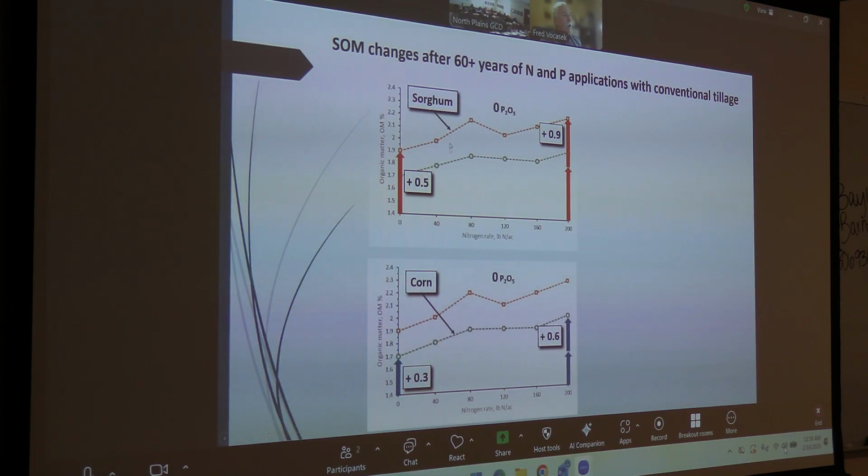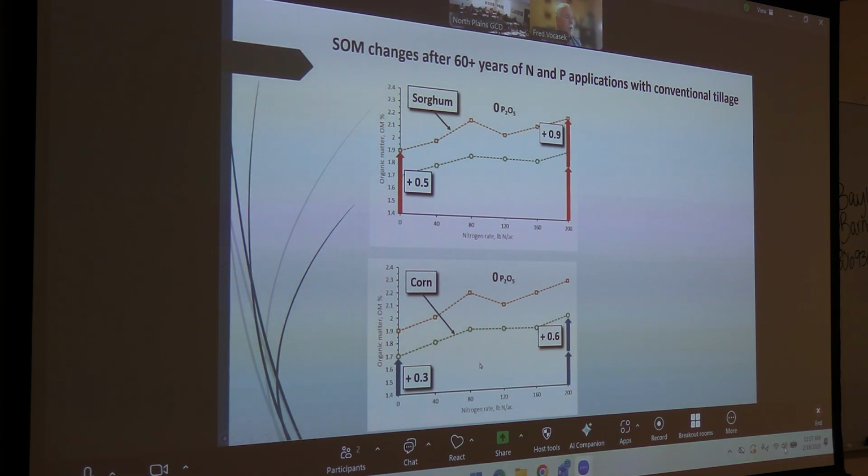So as we look, the top brown line is sorghum, the green line is corn, the organic matter in those plots. They measured them in, this is in 2020. So with sorghum, without any fertilizer, organic matter increased by 0.5%. When we added 200 pounds of nitrogen over time, we increased it by 0.9%. This is conventional tillage. This is nothing special. If we looked at the corn, we increased it by 0.3 and by 0.6.